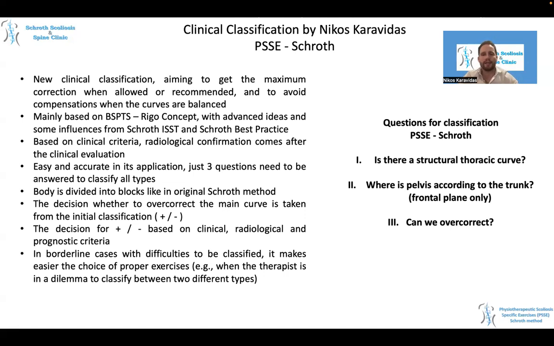So to classify in our school, you just need to answer three very easy questions. The first question is, do we have a structural thoracic curve? The answer could be yes or no. The second question is, where is the pelvis according to the trunk? Only in the frontal plane. This means that the pelvis could be either on the right, on the left, or in the middle, or in the thoracic convexity or the thoracic concavity, or balanced. And the third question is, can we overcorrect to give the sign plus or minus to your classification?